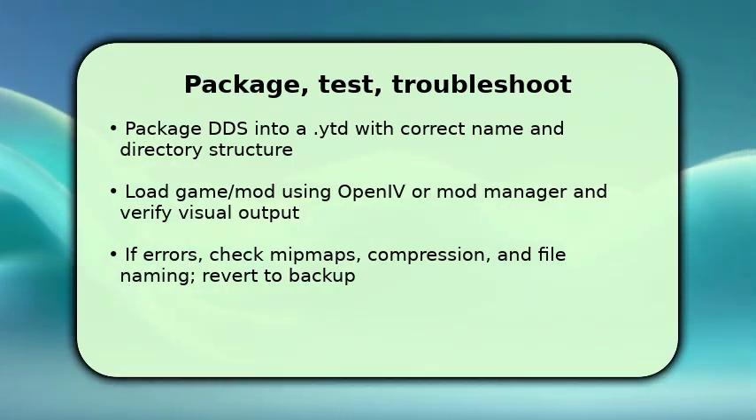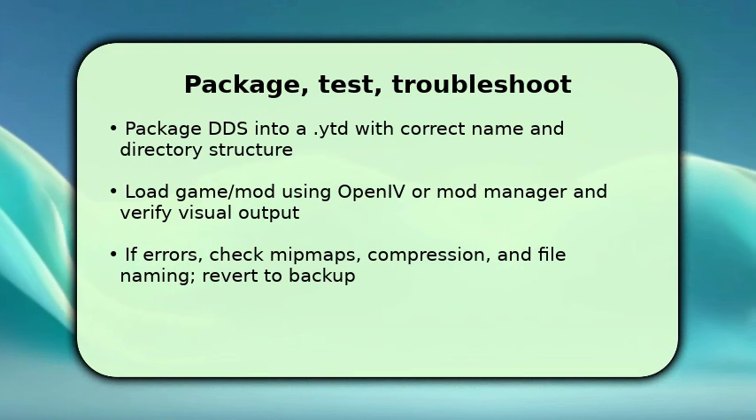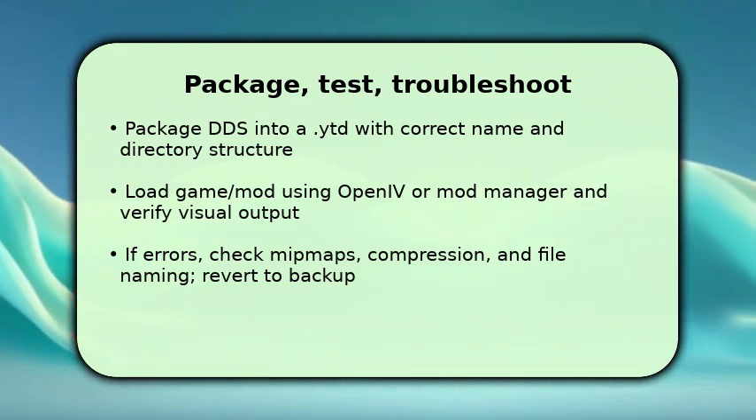If something goes wrong, start by checking mipmaps, compression settings, and the exact file name and directory. Revert to your backup PNG and iterate until the result is stable.